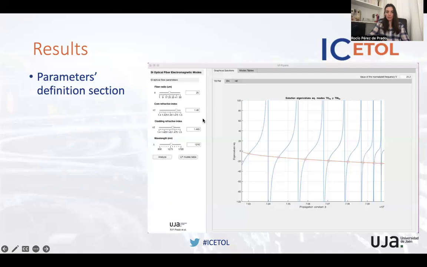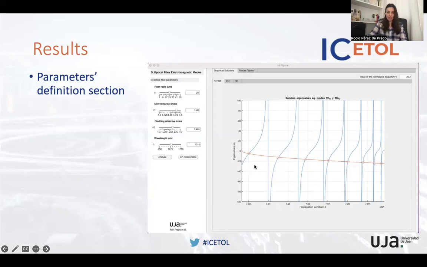So first of all, in our application, which is made using MATLAB App Designer, version 2019a, we are going to be able to introduce the basic parameters of optical fiber, which correspond to technological parameters. This means we're going to introduce the radius of the fiber, the refractive index in the core, the refractive index in the cladding, and also the working frequency in terms of wavelength, as is usual in optical fiber.